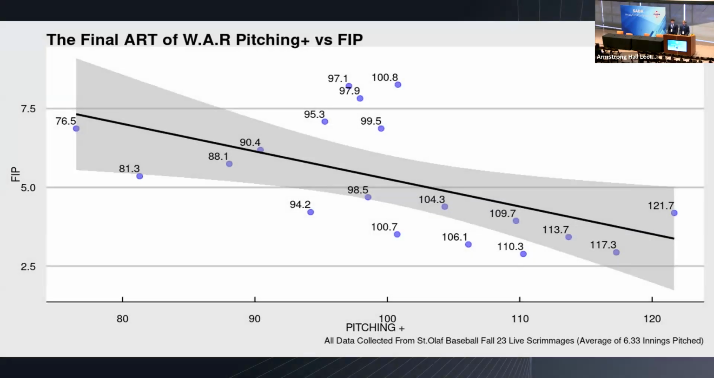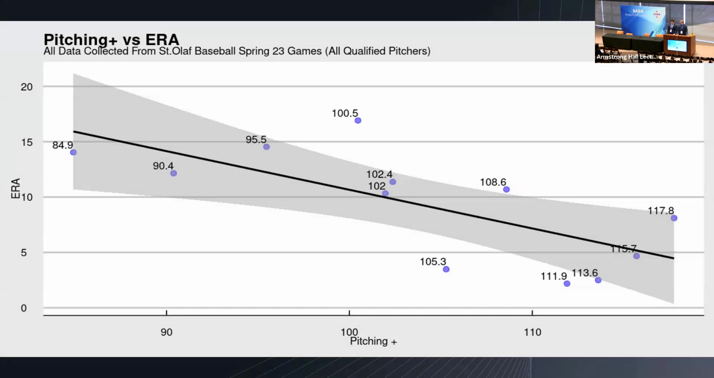As you can see, a lot of the guys do follow that trend pretty well, accounting for both stuff and location. There's kind of that cluster up above, and we have some hypotheses on why those guys are up there based on how they pitch. And we also think that with more data, that line would start to get smoothed out better and our model would just improve. Here it is against ERA.